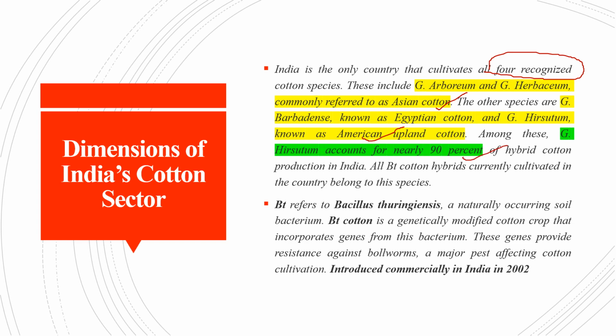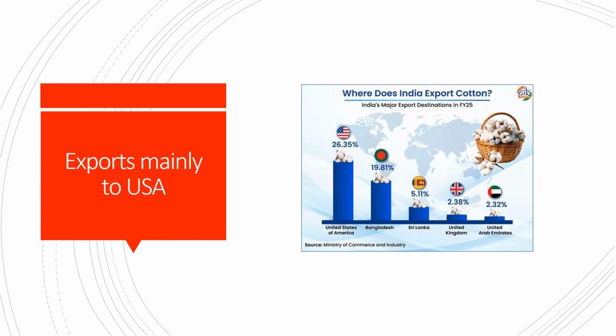BT cotton refers to Bacillus thuringiensis cotton, which is resistant to bollworms. It was commercially introduced in India in 2002. BT is Bacillus thuringiensis, which is a soil bacterium.